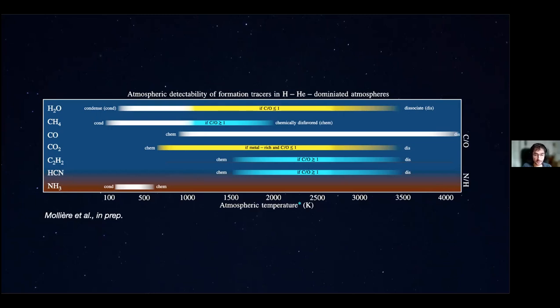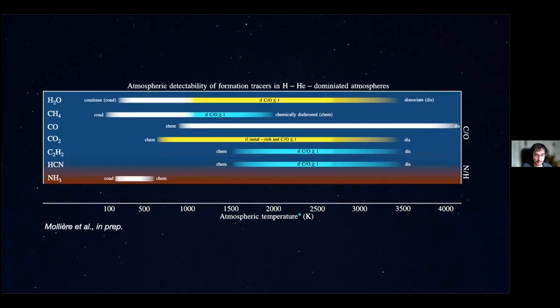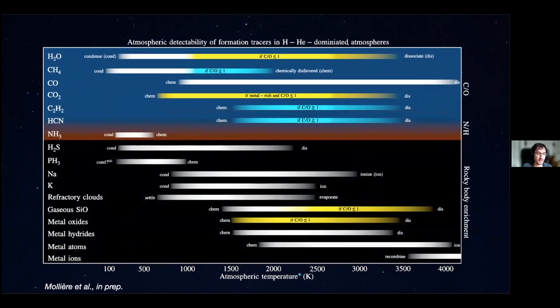And what I mentioned here as well, there's actually a vast array of species that trace the refractory content or rocky body enrichment of a planet. Some of these are already accessible nowadays with ground-based or space-based observations, such as sodium, potassium, metal oxides, metal hydrides, metal atoms and ions, with high-res observations for very hot exoplanets. But some of these also, like H2S, PH3, will be accessible with James Webb, also refractory clouds or gaseous silicon monoxide. And all of these kind of would measure the rocky body enrichment of a planet.